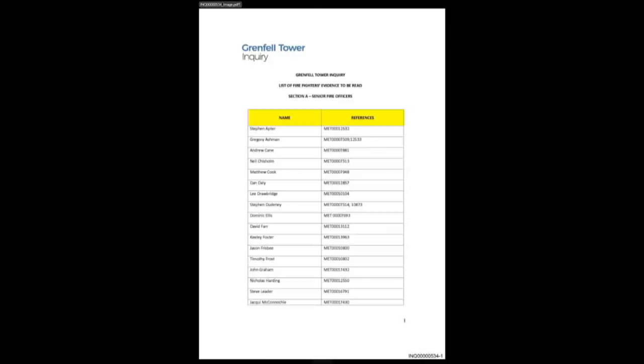Yes, Mr. Roberts. Sir, before we finish for the day, there's one short matter that I need to deal with. Could I please have on the screen INQ 50534, please? If I could explain that this is a schedule which has already been disclosed to all core participants, and it lists witness evidence of firefighters, senior fire officers, and control room operators. We would ask that the statements listed there are taken as read into the record today. The statements themselves will be published at some point on the inquiry website, and everyone has been notified of the plan.